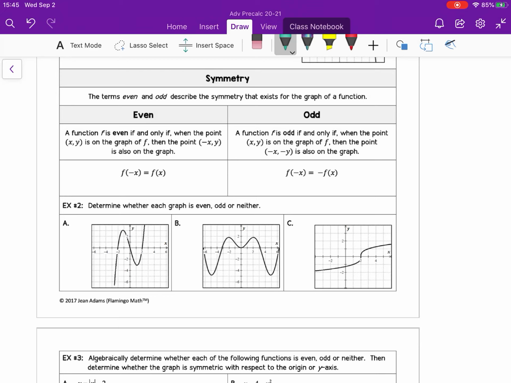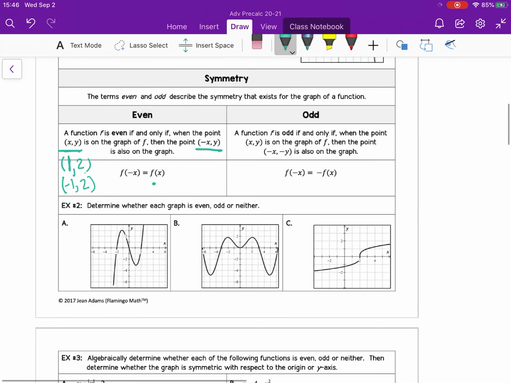An even function is when some point (x, y) on the graph means the point (negative x, y) is also on the graph. What does that mean? If I had the point (1, 2), then I must also have the point (negative 1, 2), because it reflects across the y-axis. It also means that if I were to find f of negative x, I would just get the original function at the end.